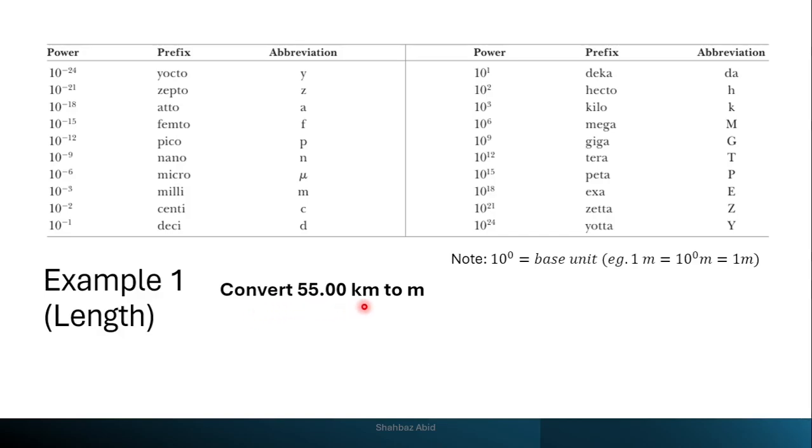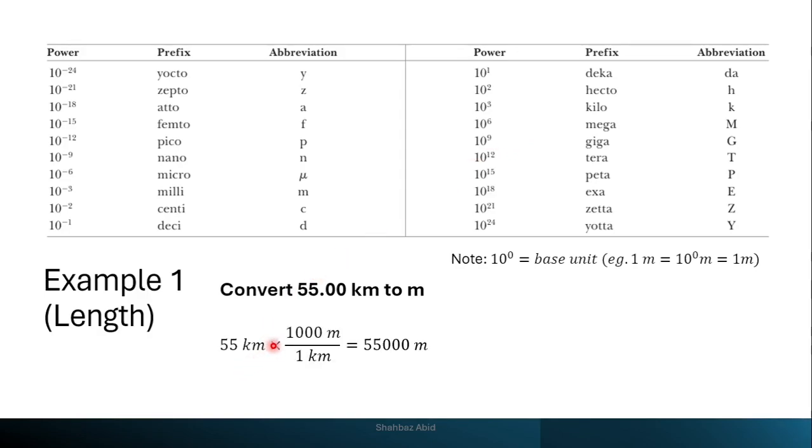Let's see example 1. Convert 55 kilometers to meters. Now you can see we are converting kilometer to meter, so come back to this table. 1 kilo of the base unit meter is equal to 10 raised to the power 3 of meter. Again, 1 kilometer is equal to 10 raised to the power 3 meters.